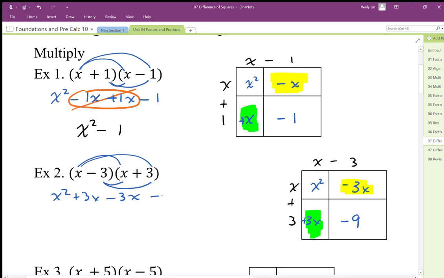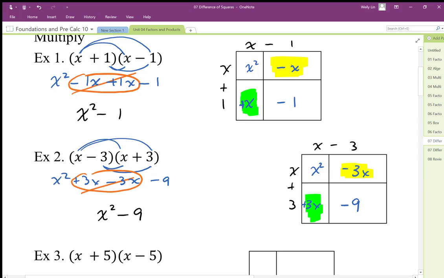So we end up with negative 9, and as we cancel out our 0 pairs, we end up with x squared minus 9. So we end up with the square minus the square, the square of this term and the square of this term. It's important to note that when we have this difference of squares, we actually have 2 squares. And we're taking away these 2 squares, and since these two are 0 pairs, they actually don't exist.